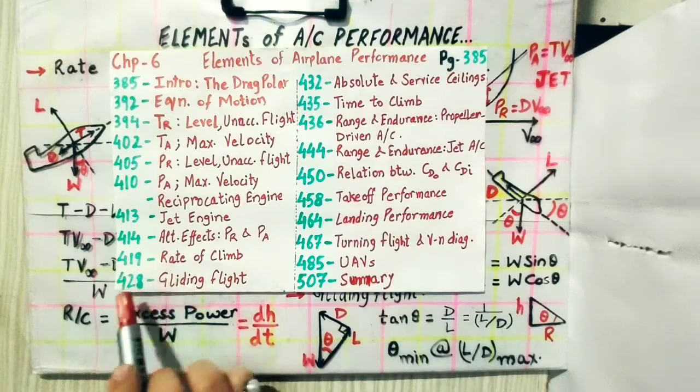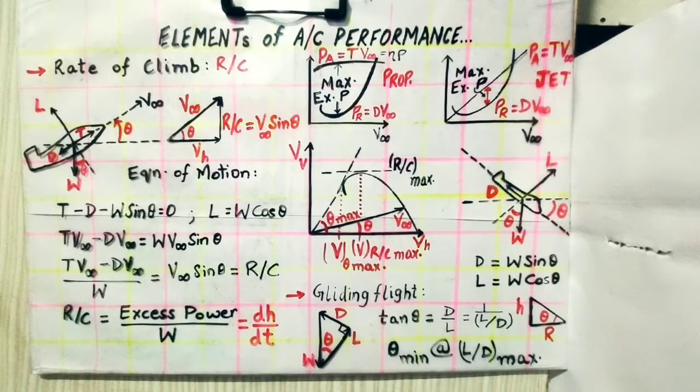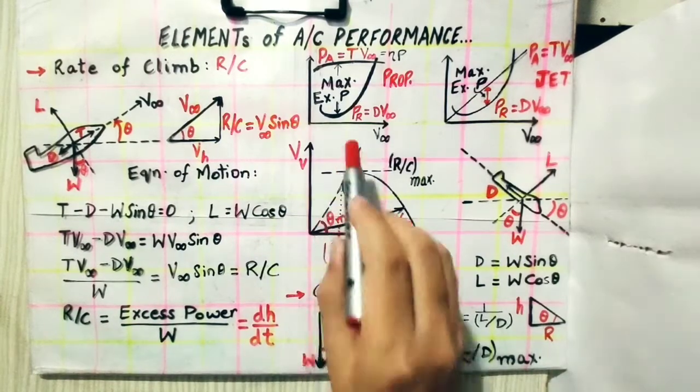And they are at page numbers 419 and 428 respectively of chapter 6 of the book we are referring to, that is Introduction to Flight by J.D. Anderson, 6th edition and special edition. So let's see, we were left with this graph of rate of climb.